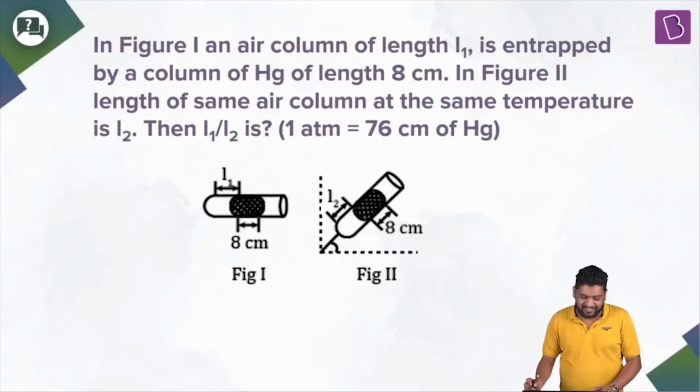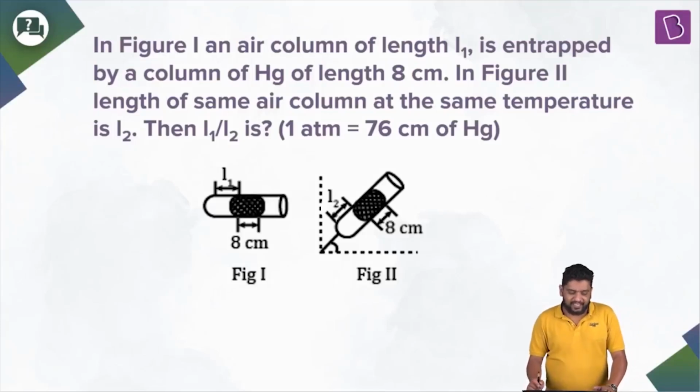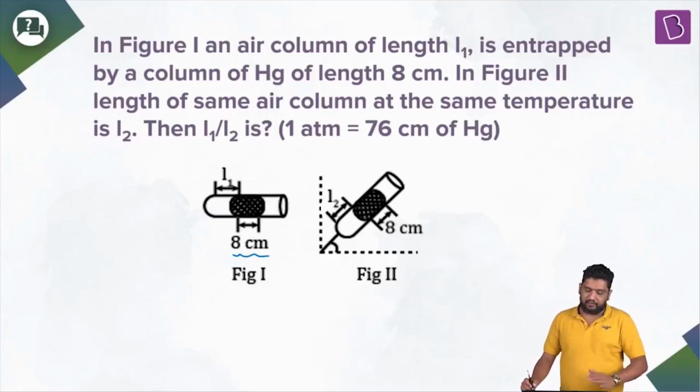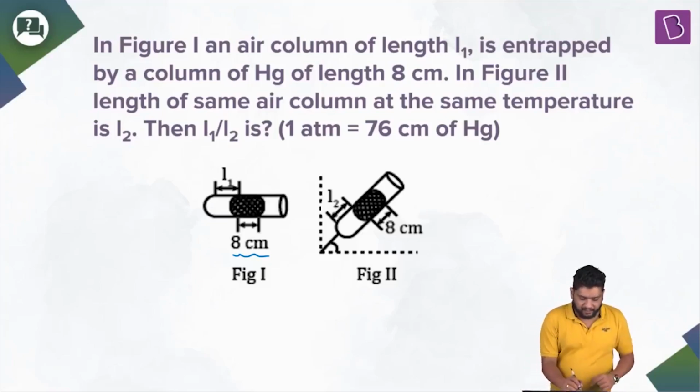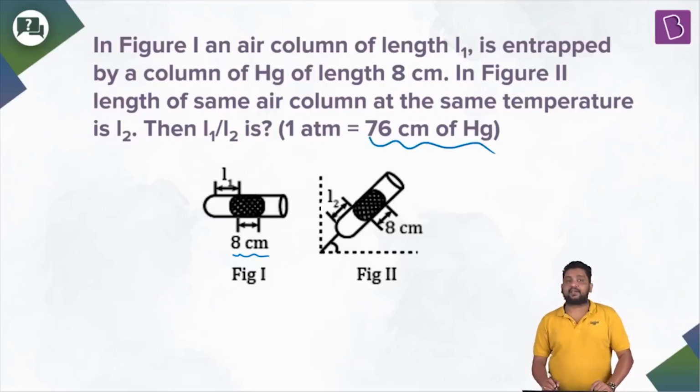Okay, interesting question here. Simple though. In figure 1, an air column of length L1 is entrapped by a column of mercury of length 8 centimeter. Awesome. In figure 2, length of the same air column at same temperature is L2, then L1 by L2 is? Right? So again, simple question here. What is happening is, the mercury column was originally lying like this. Atmospheric pressure is given to us as 76 centimeters of mercury.